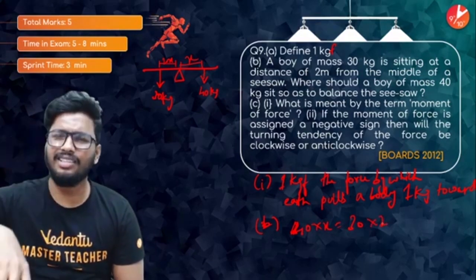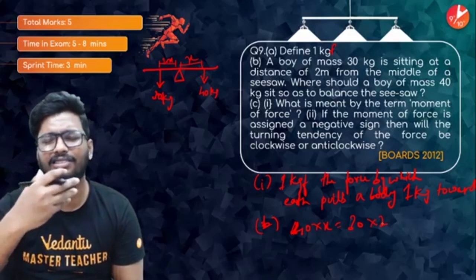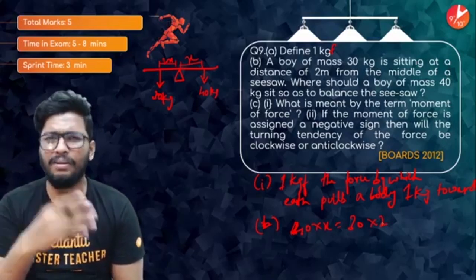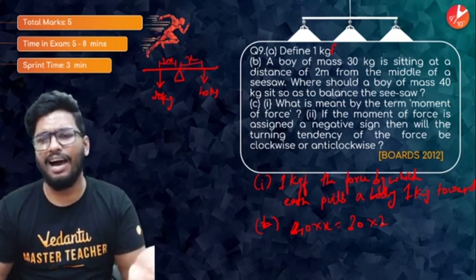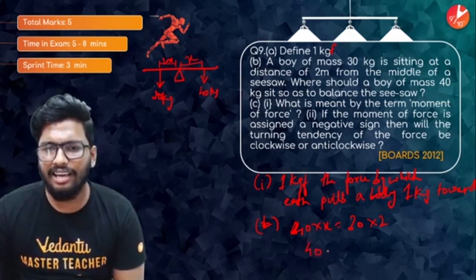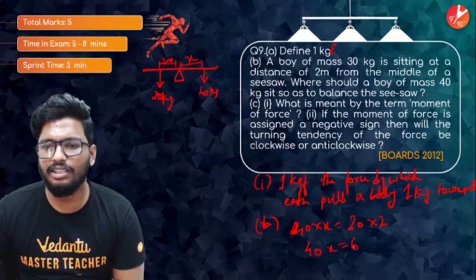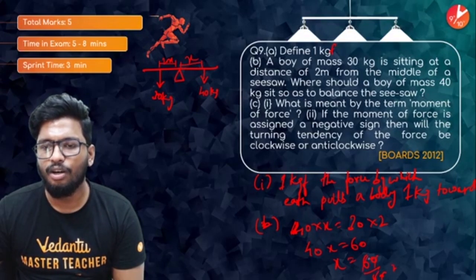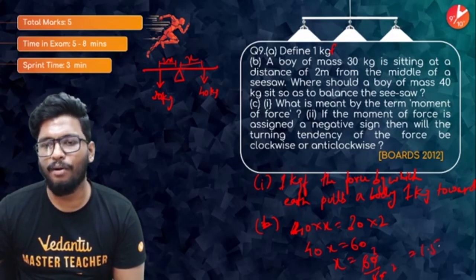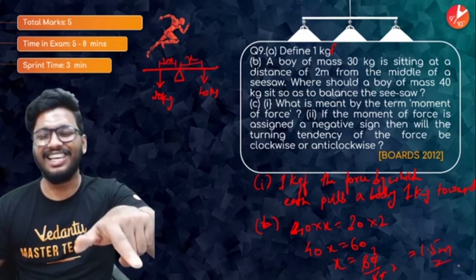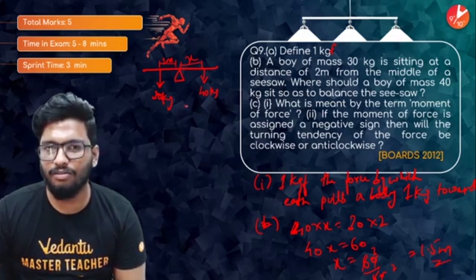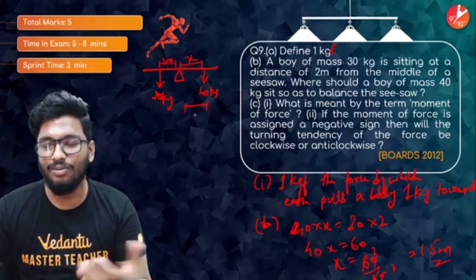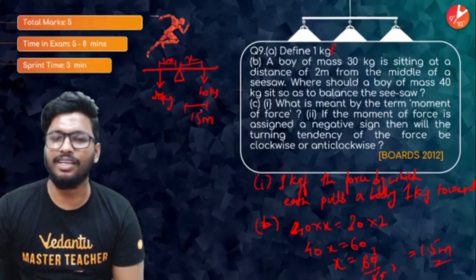So you can do it like this, people, and it will save a lot of time. Remember the principle of moments: clockwise moment should be equal to anti-clockwise moment in order for the seesaw to balance. So 40x is equal to 60, so x is equal to 60 divided by 40. The zeros get cancelled: 2 fours are 8, 2 threes are 6, which is nothing but 1.5 meters. So the answer to the second part of the question is 1.5 meters. The boy whose weight is 40 kg should be sitting about 1.5 meters from the center.